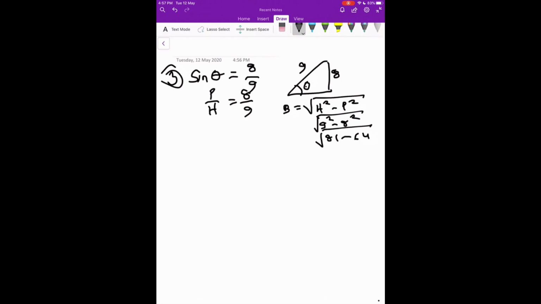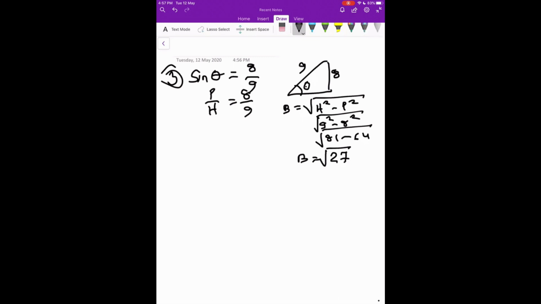So 81 minus 64. So base is equal to, you have this as 27. So your 81 minus 64 is 27. So base is what I'll take as root of 27. So this is the base. Now you should also understand that root of 27 can be written as 3 root 3.